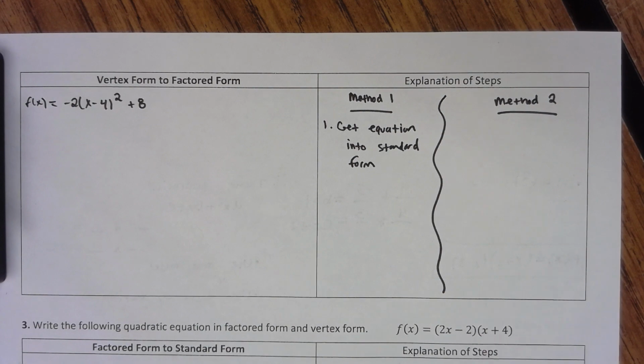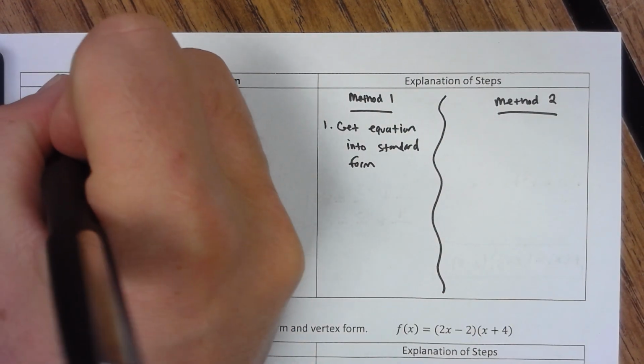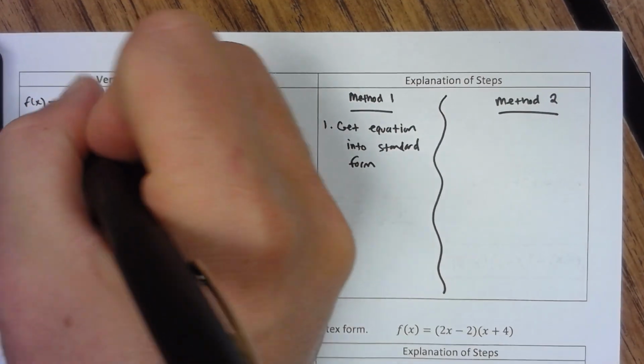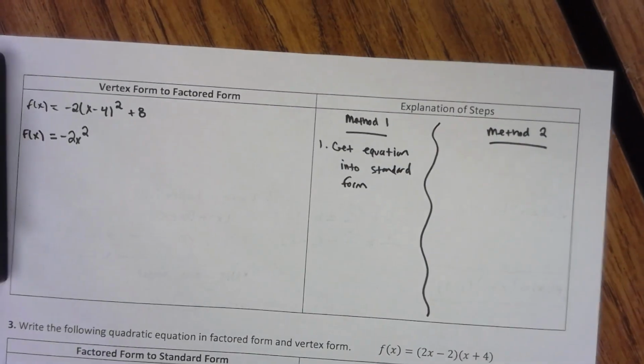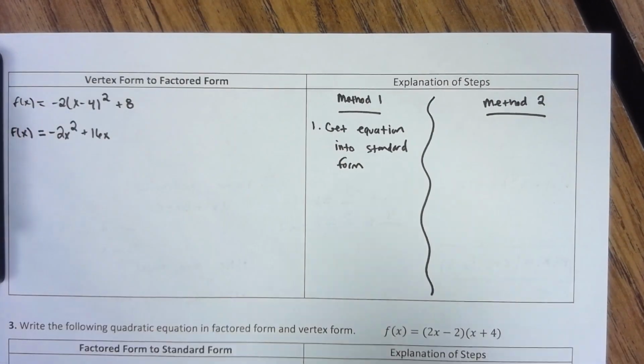Okay, which we actually just did, right? That's what we had just worked on in the last example there, where that ended up being negative 2x squared plus 16x minus 24.